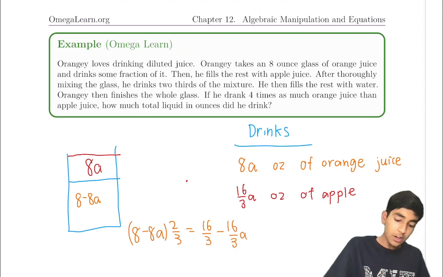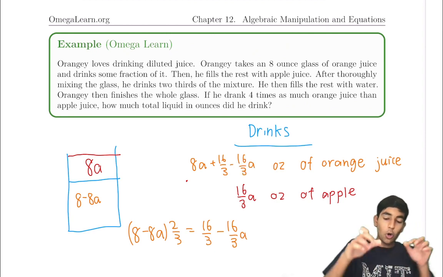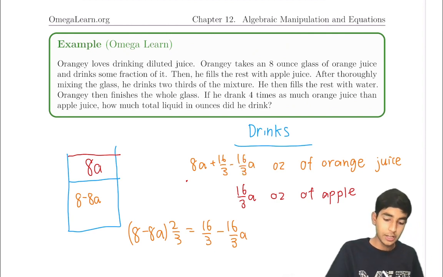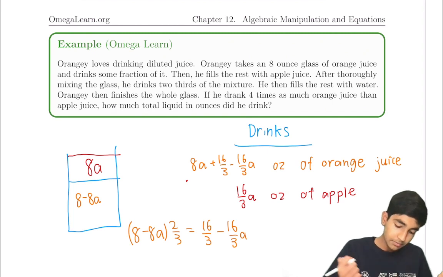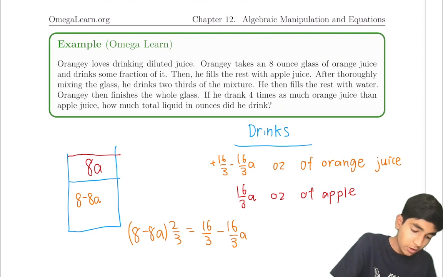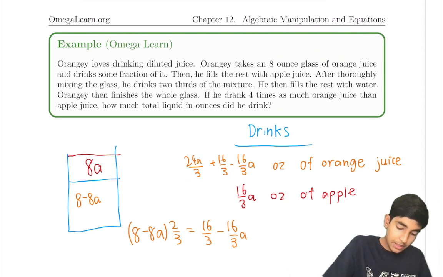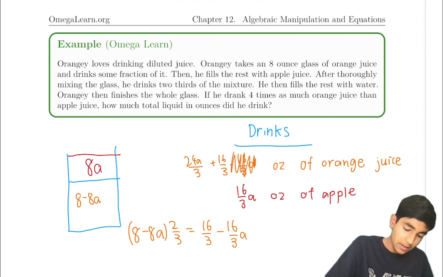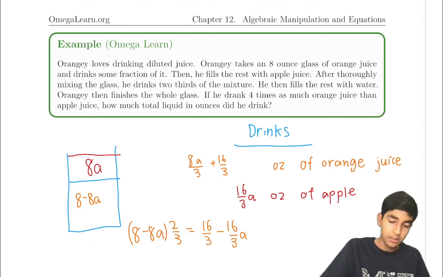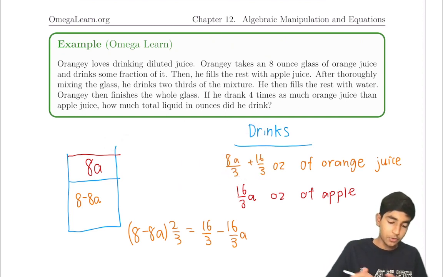So what we have to do is add 8A to this quantity. So 8A plus 16/3 minus 16/3 A. This is the total amount of orange juice that Orangey has drunk. Cool, and we can simplify this because 8A is just 24A/3. And that leaves us with 8/3 A plus 16/3, and that is the amount of orange juice Orangey will drink.